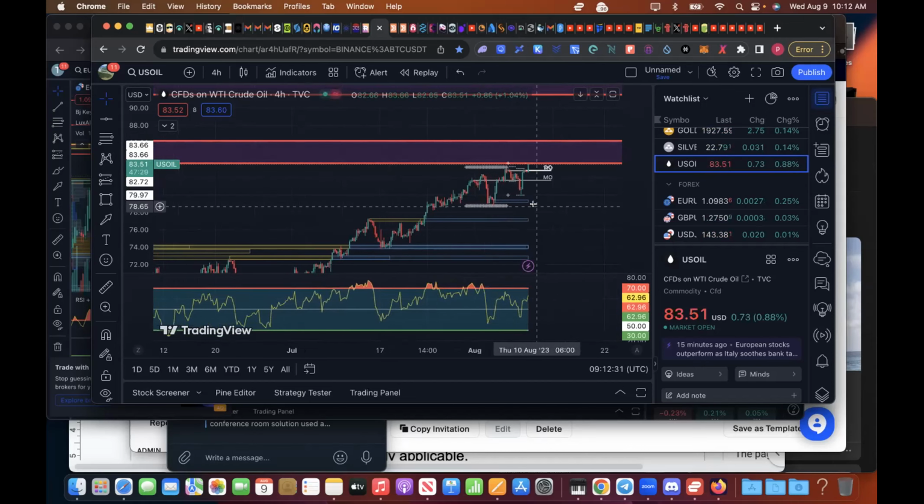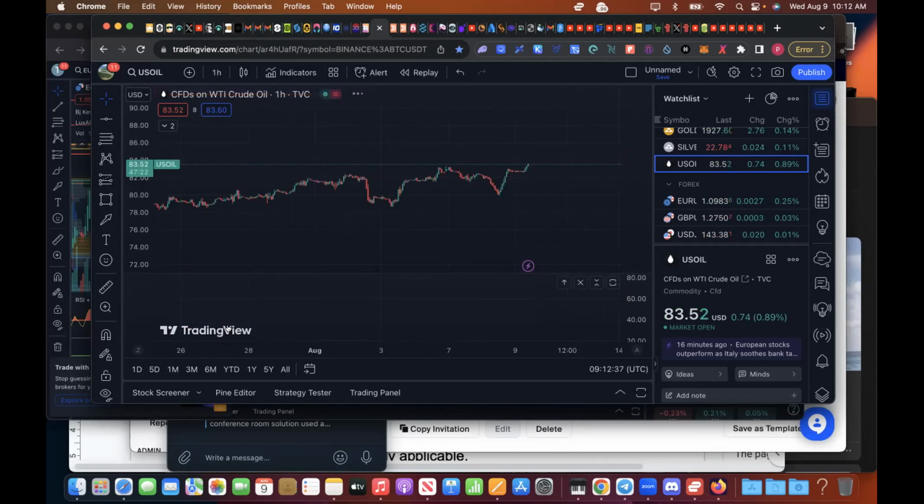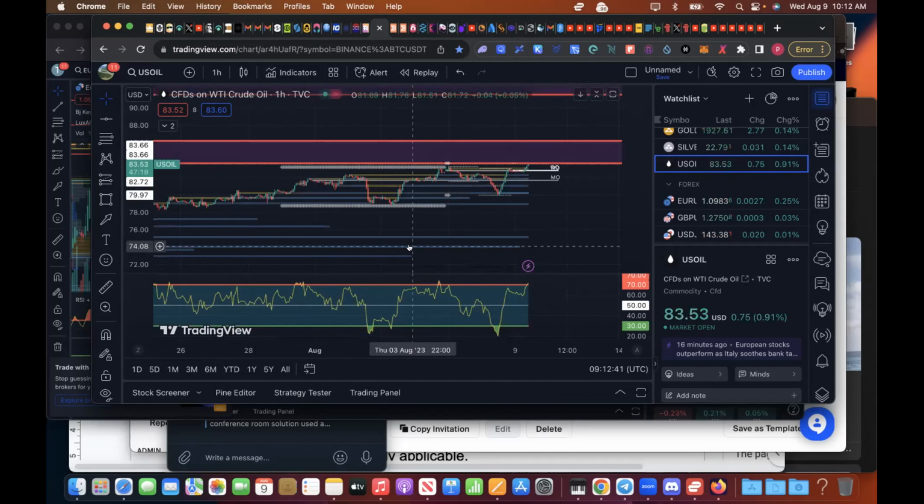So this is oil. So for me now, imagine, 1 hour time frame, because I see people when they just come into the market, they just go to a particular time frame and begin to trade.